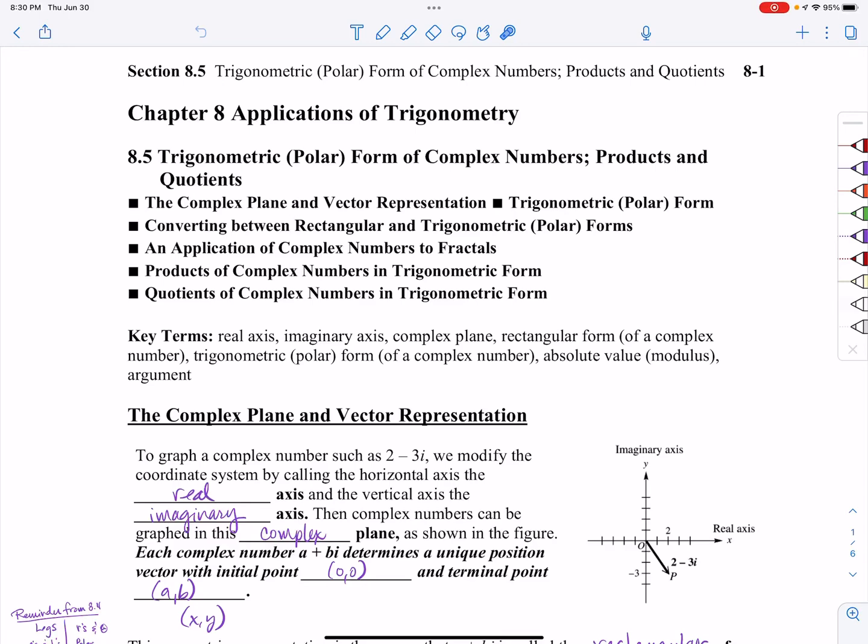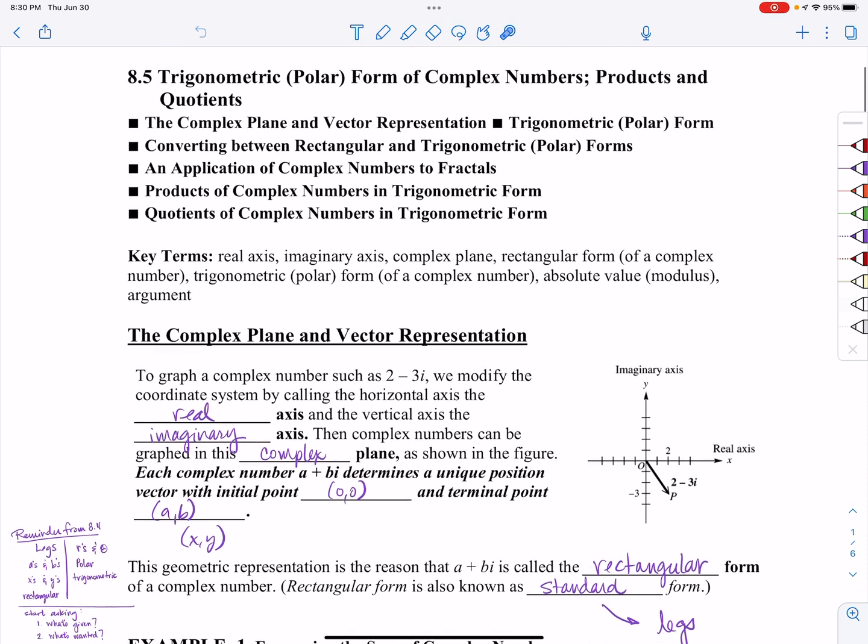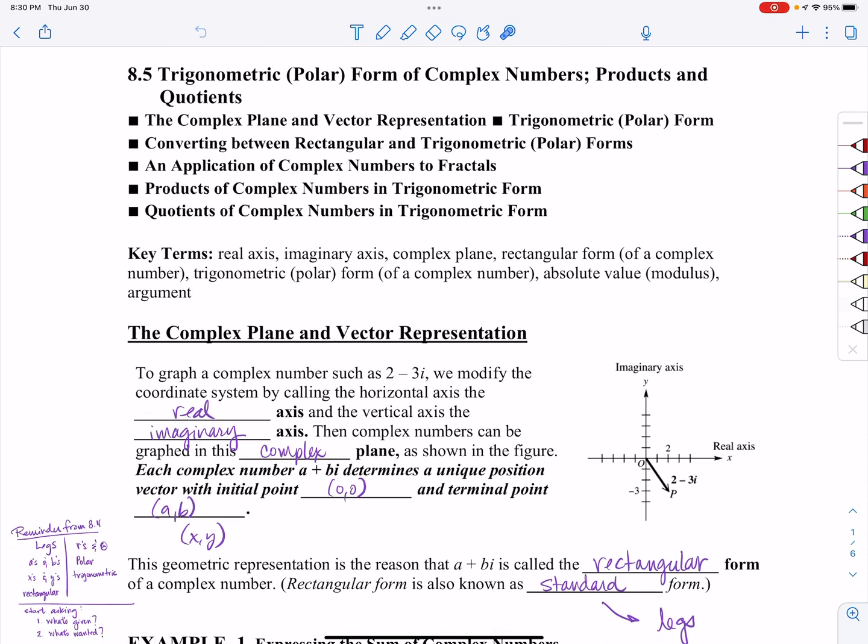Hey folks, so this is the first video in section 8.5. We're going to start tying together the concept of polar form with complex numbers. You'll remember back in the previous math class, Math 110, college algebra, we had to work with complex numbers, a plus bi. So we're going to be tying together our polars, r's and thetas, with our complex numbers, a plus bi.